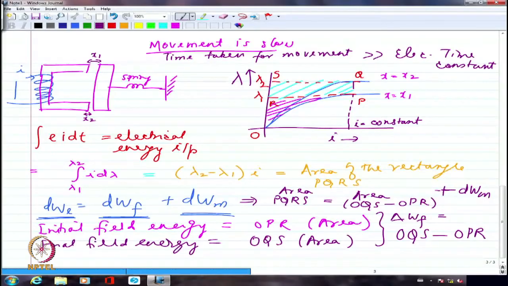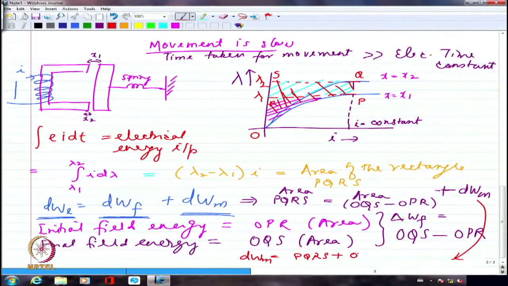So from this equation, I should be able to write the mechanical energy as dWm equal to the area PQRS plus the area OPR, because when I take this minus to the other side, it becomes plus. Are you getting my point? So this entire area is the area PQRS plus the area OPR minus the area OQS. That's what it means.